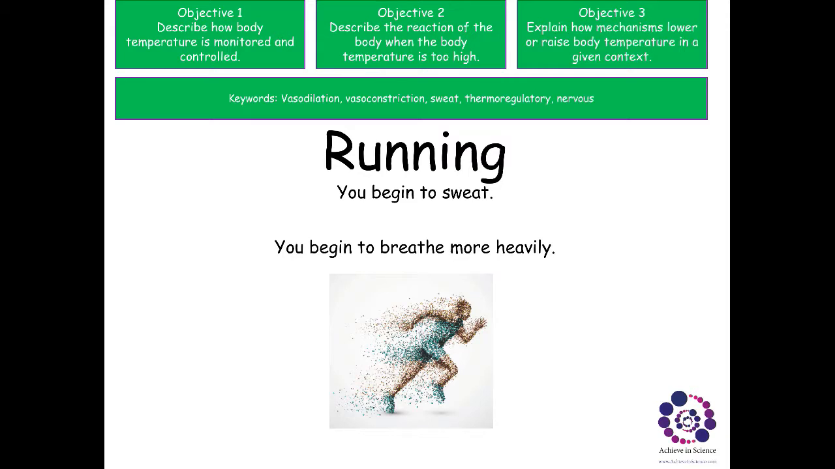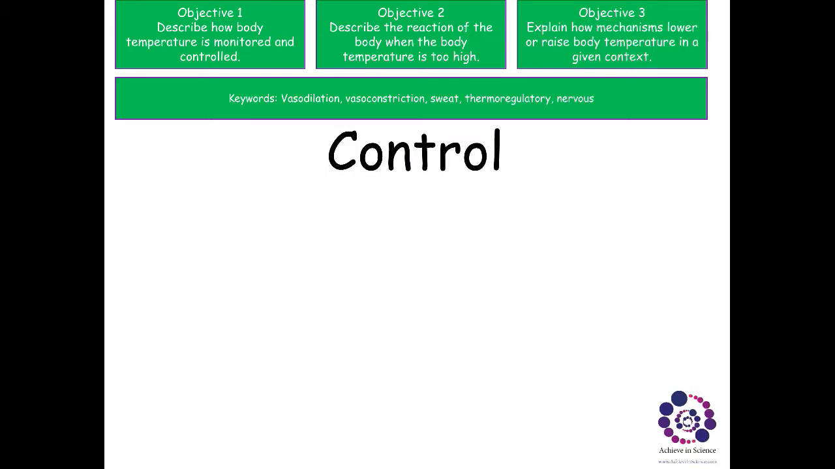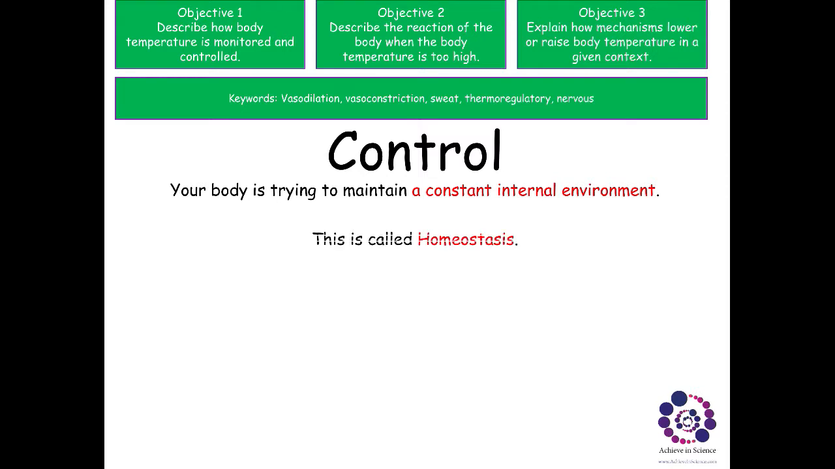If we take an example of running, when we run we begin to sweat more. We also begin to breathe more heavily. This is an example of our body beginning to control what's happening. Your body is trying to maintain a constant internal environment. This is called homeostasis. But why does it do so? Why is this so important?